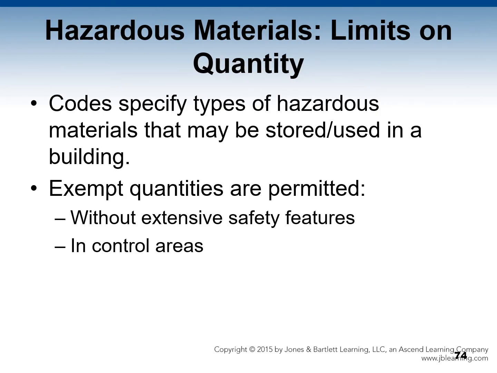With hazardous materials, there are limits on quantity. Codes specify types of hazardous materials that may be stored and or used in a building. Exempt quantities are permitted without requiring extensive safety features. Exempt quantities are permitted in control areas, which are essentially areas surrounded by 1-hour fire-rated assemblies. The fire code in turn allows for multiple control areas.